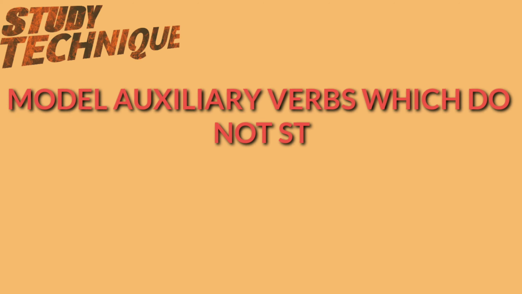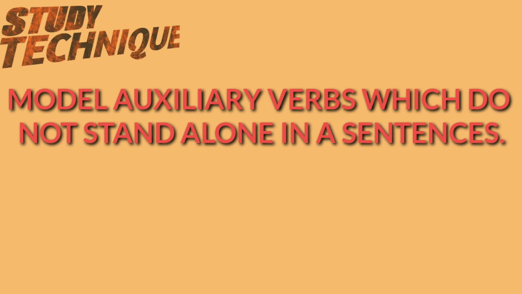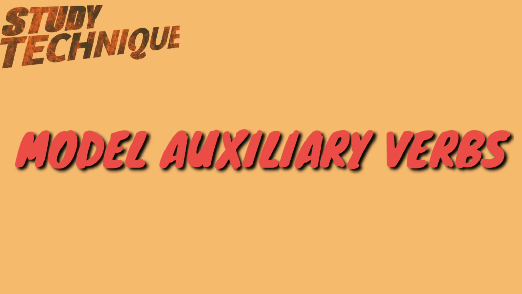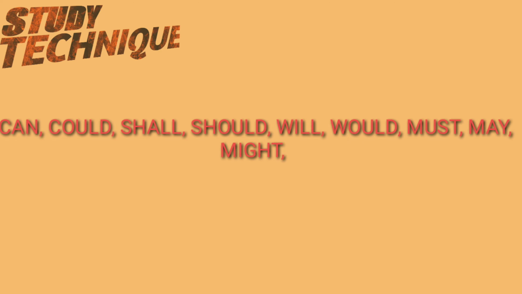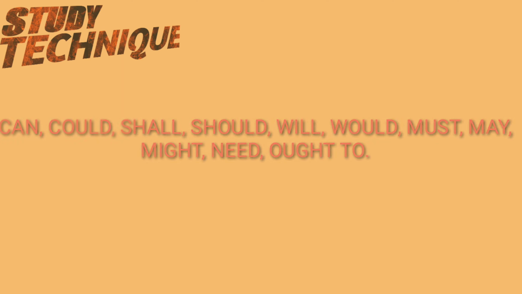These are the other auxiliary verbs which do not stand alone in a sentence. They accompany the main verb. These are called modal auxiliary verbs. They are can, could, shall, should, will, would, must, may, might, need, ought to. These are the modal auxiliary verbs.